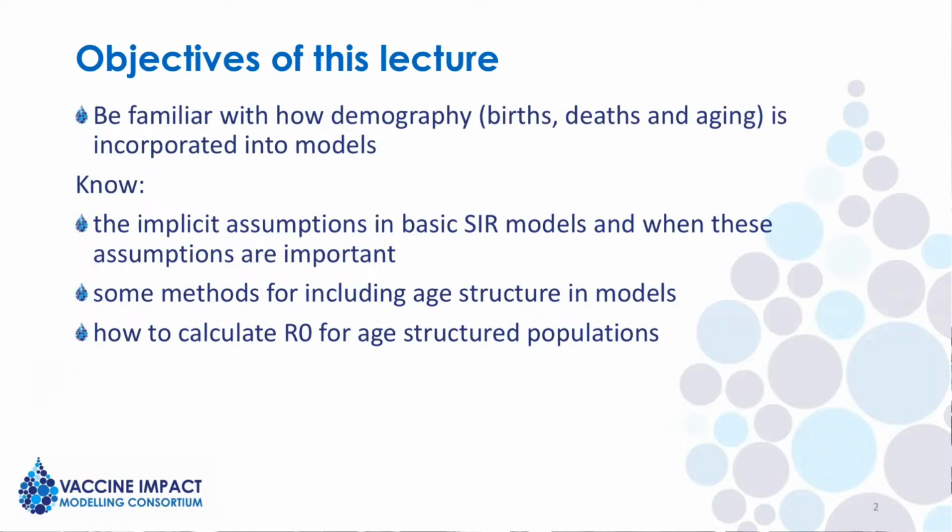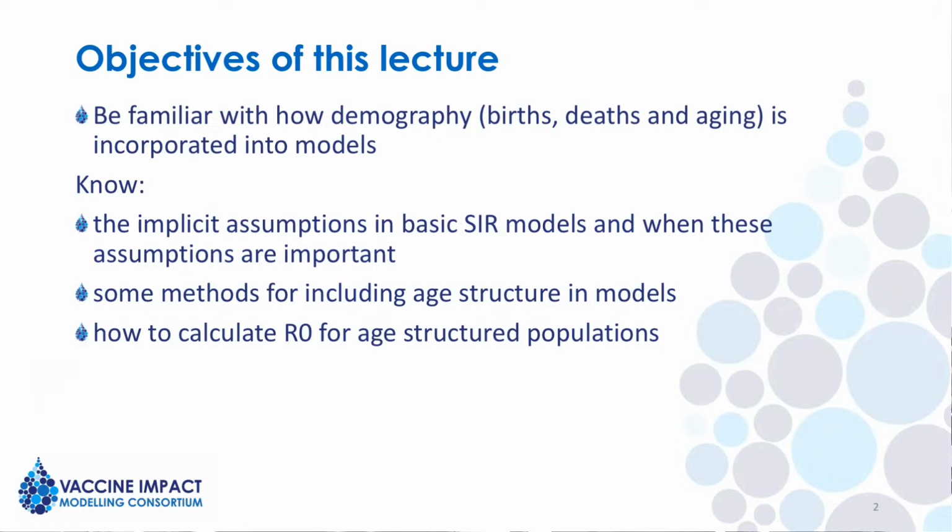So the objectives of this lecture are to start looking at some of those key assumptions. We might be interested in including births and deaths in our model. We might want to include aging. If we include age, we can start looking at age-dependent contact. We can start thinking about age-dependent interventions. Let's say we're vaccinating infants. If we want to model vaccinating infants, we need age in our model.